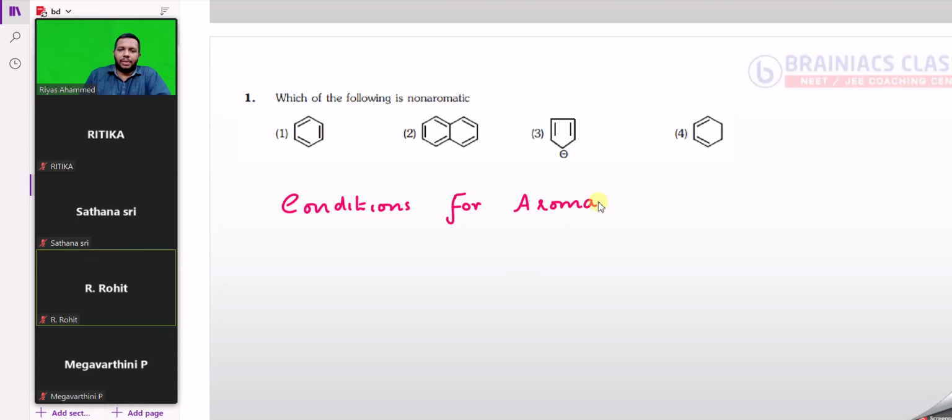Conditions for aromaticity. Please remember, the first condition is the compound should be cyclic in nature. We know that all 4 compounds are cyclic. There is no start and stop, that means they are cyclic in nature.